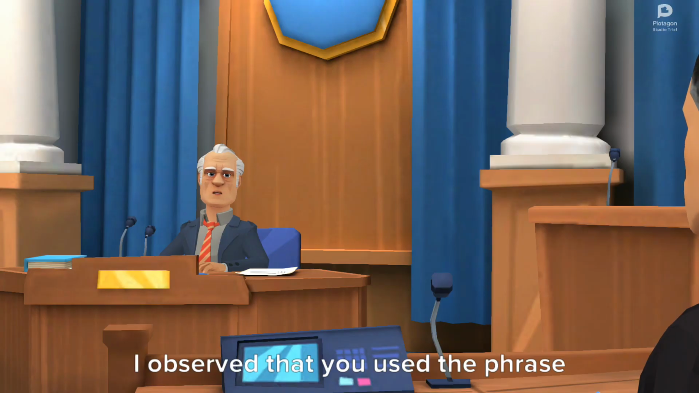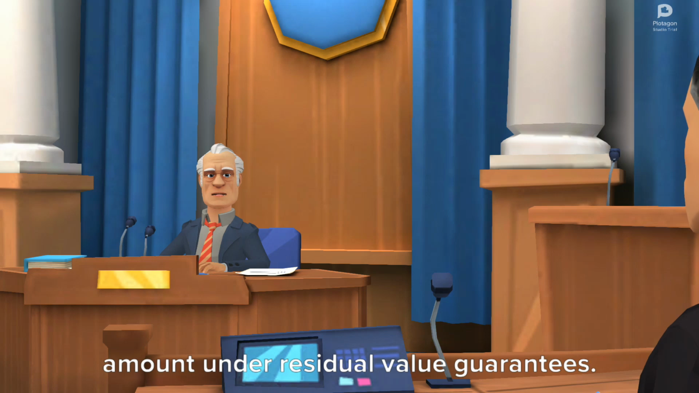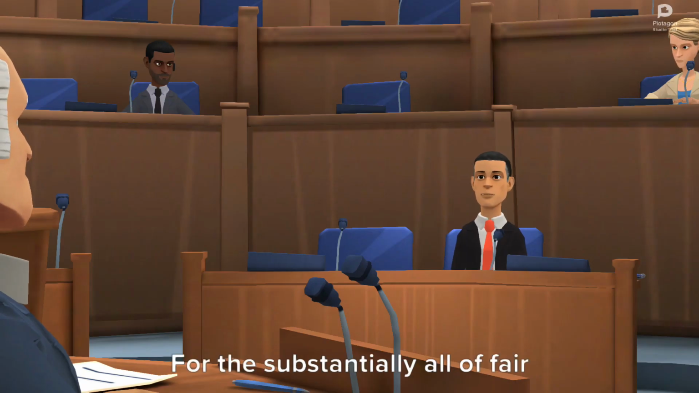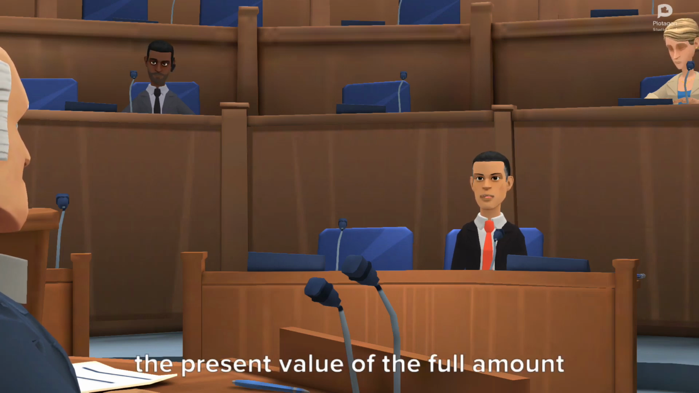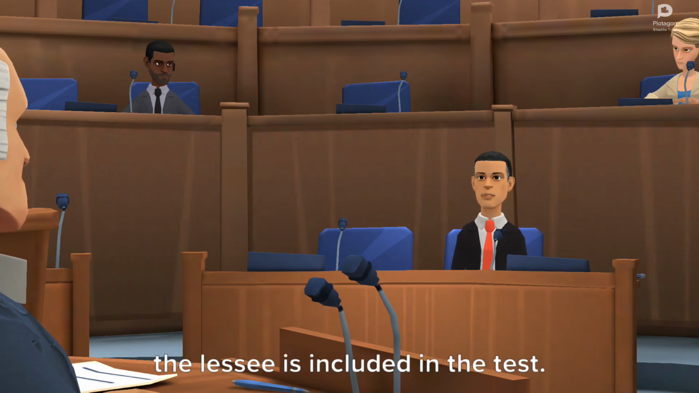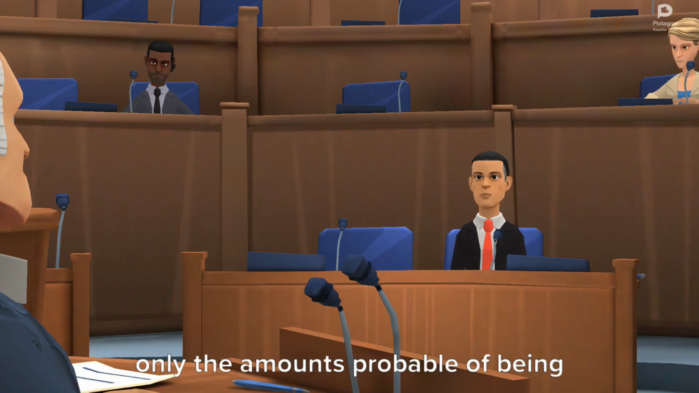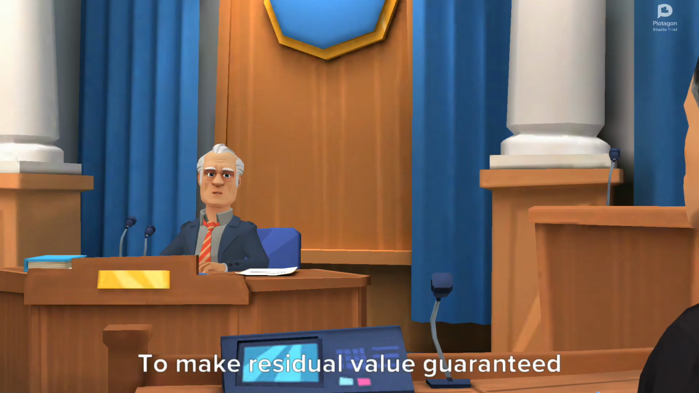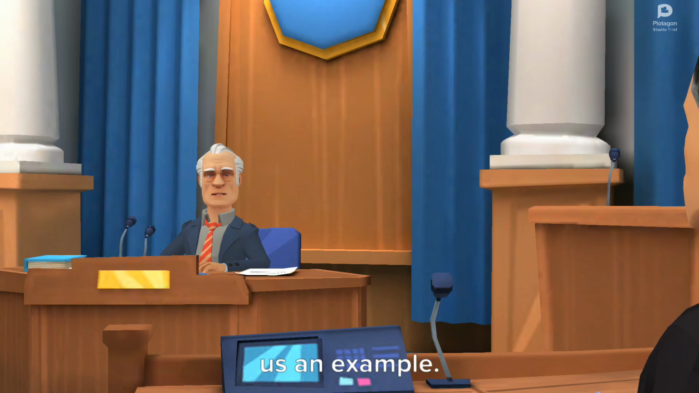I observed that you used the phrase amount probable and not the full amount under residual value guarantees. What is the reason behind it? Good observation. For the substantially all of fair value lease classification criterion, the present value of the full amount of the residual value guaranteed by the lessee is included in the test. However, in measuring the lease liability, only the amounts probable of being owed by the lessee under residual value guarantees are included. To make the residual value guarantee topic clear, you are required to give us an example.